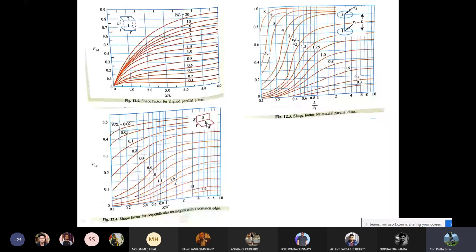And finally, the shape factor for perpendicular rectangles with a common edge. So if these are rectangles perpendicular to each other and having a common edge here, and if z by x is this, and if y by x is varying like this, then what will be the shape factor? So we will see this actually when we do numericals.